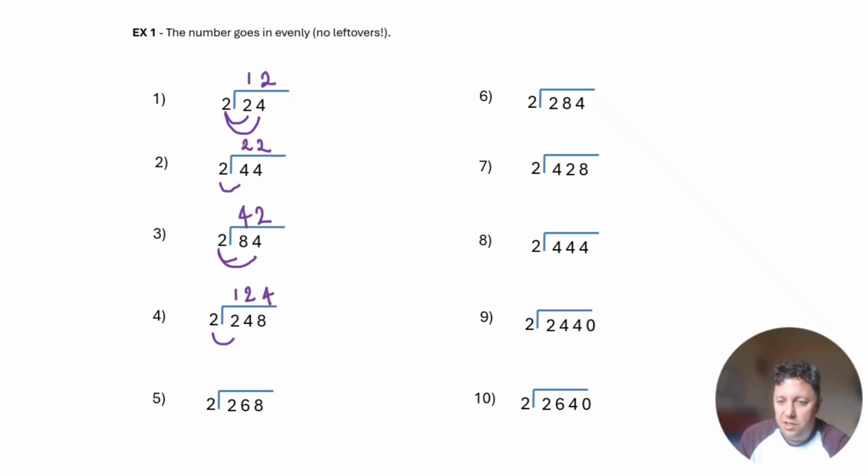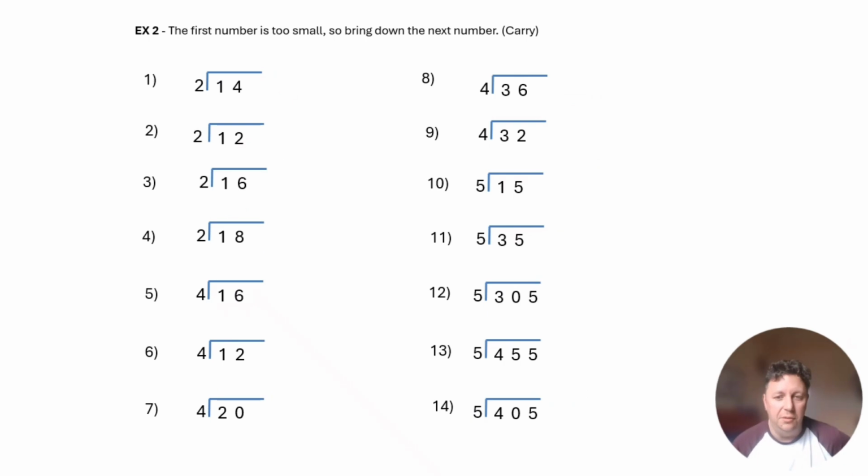Just going over the last two before we move on to the second question. We go 2 into 2 goes once, 2 into 4 goes twice, 2 into 4 goes twice again as well, and then we've got 2 into 0. That's really important that kids understand that. So 2 into 0 goes 0 times. We have to make sure we put the 0 there. Okay. Right, moving on to exercise 2.